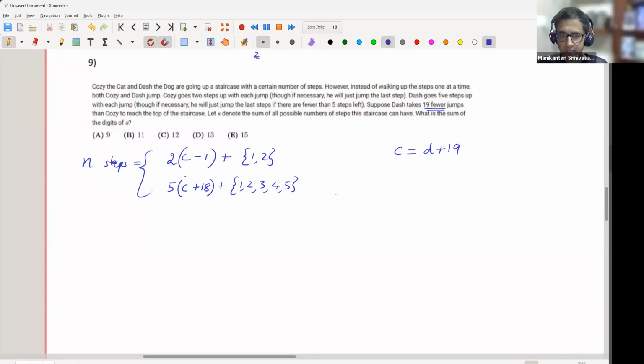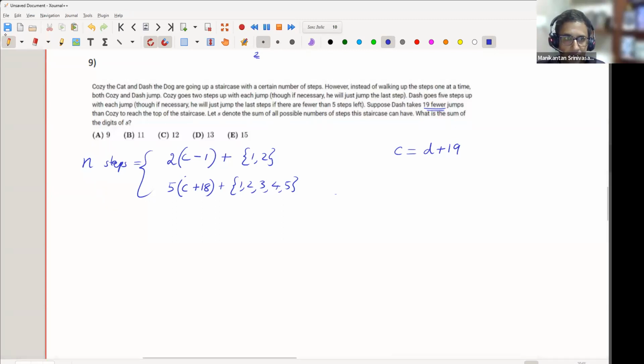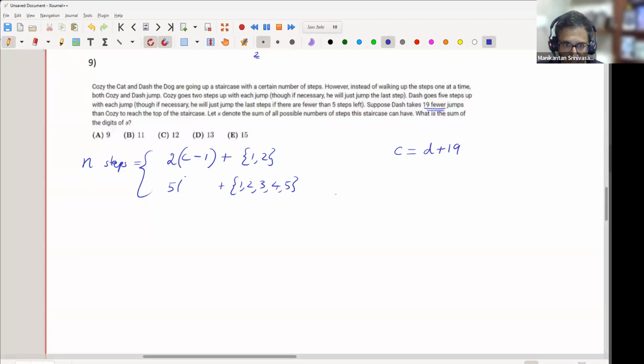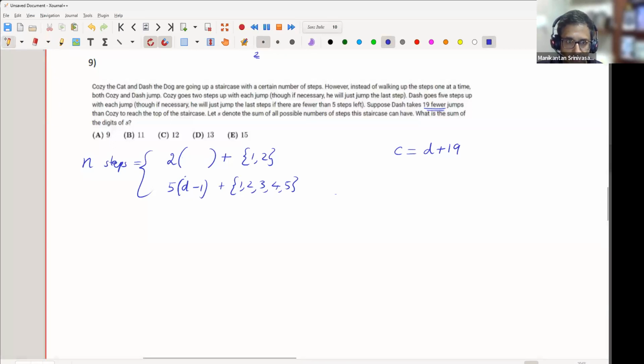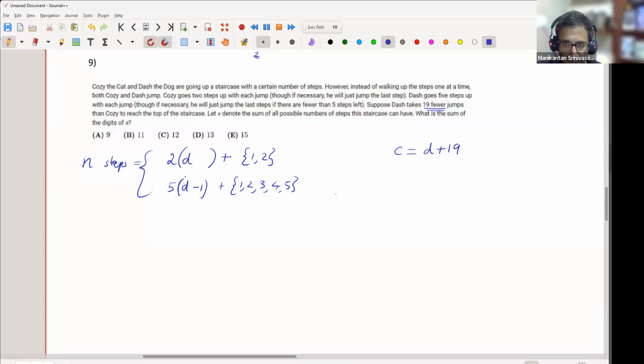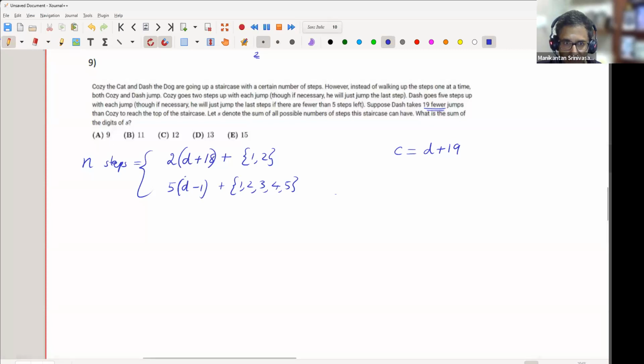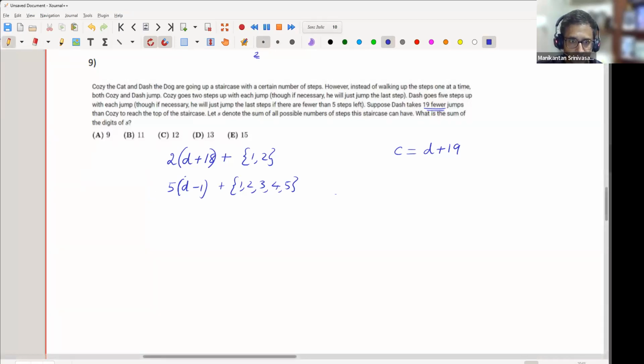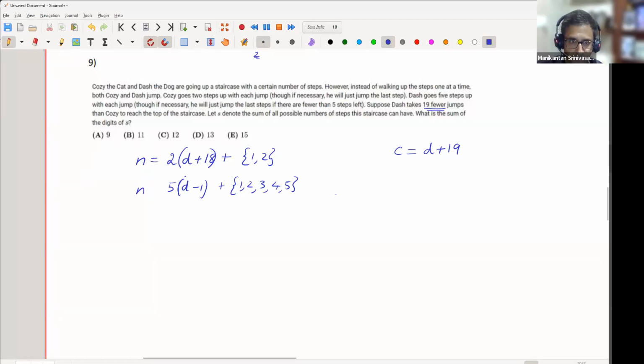So C is D plus 19, not C plus 19. Oh, sorry. Thank you. So here I should just retain it as D minus 1. And here I should replace this as D plus 18. Okay, so this is D plus 18, D plus 19 minus 1, which is D plus 18. But the steps are the same for both, so this is also N and this is also N. The number of steps is the same in both cases.